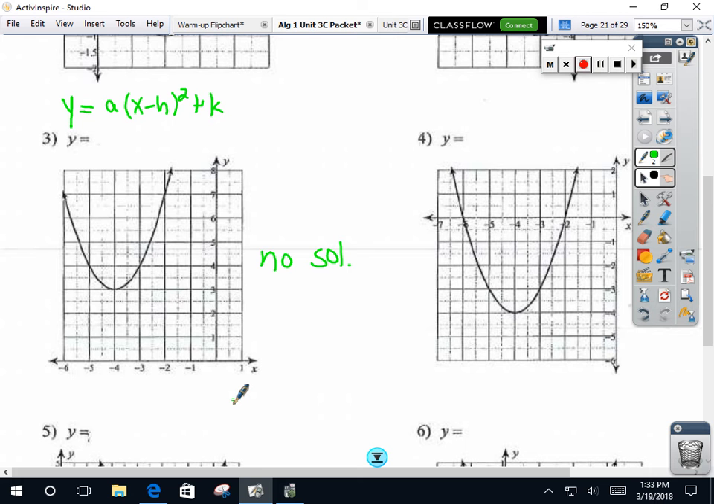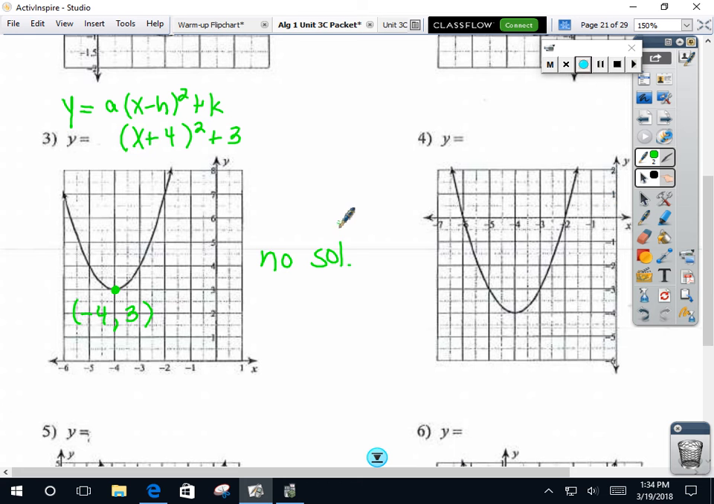The vertex. If you're trying to get in vertex form, you should probably figure out what the vertex is. The vertex is negative 4 and 3. So remember, let's not worry about the a yet. If you plug in a negative 4 for the h, x minus a negative 4 becomes plus 4. And then if you plug in a positive 3 right here, that's just plus 3.